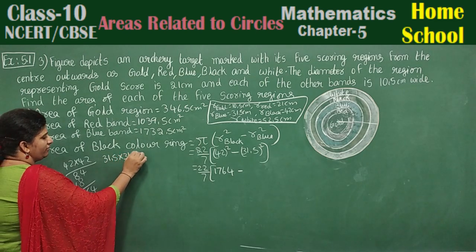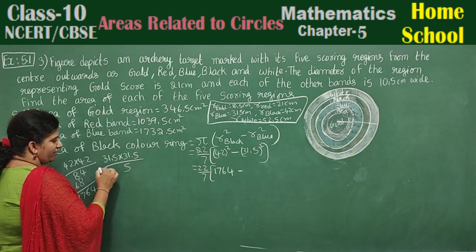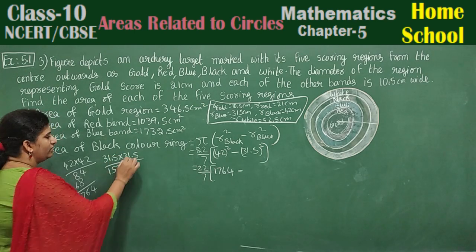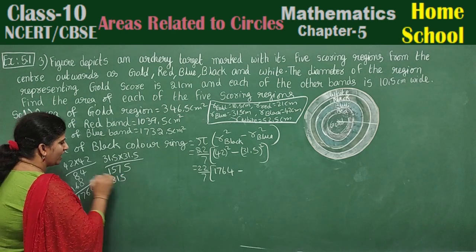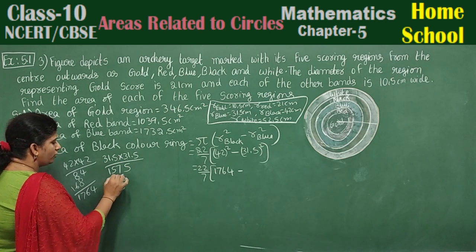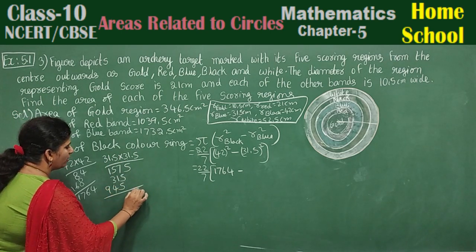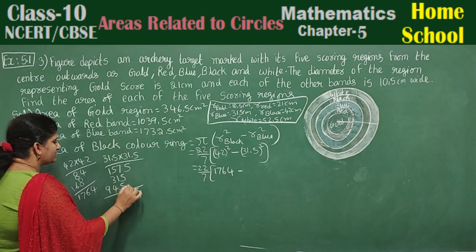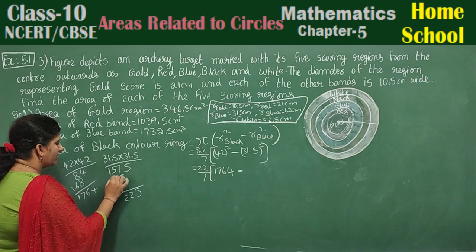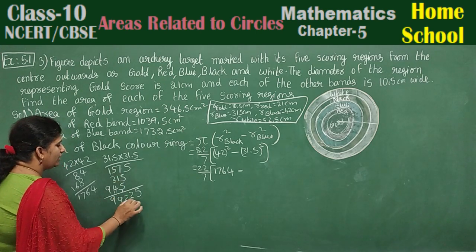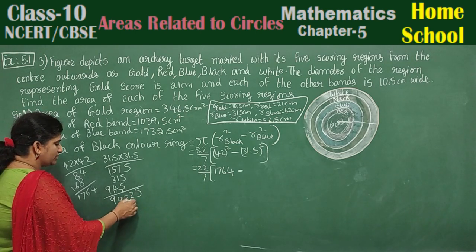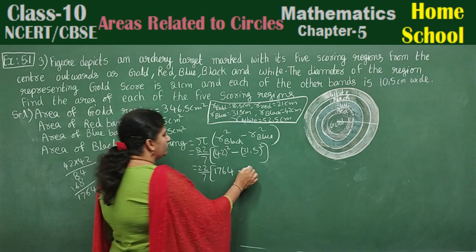31.5 into 31.5. 5 5s are 25. 5 1s are 5 plus 2, 7. 5 3s are 15. And with 1, 3 1 5. With the 3, 3 5s are 15. 3 1s are 3, 4. 3 3s are 9. Add all this. 5. 7 plus 5 will be 12. 6, 7, 12. 5, 8, 9, 9. And your decimal point is here, after 2 digits. 992.25.